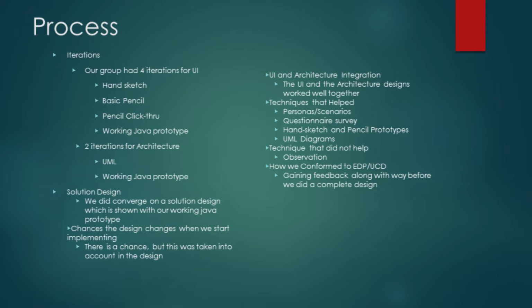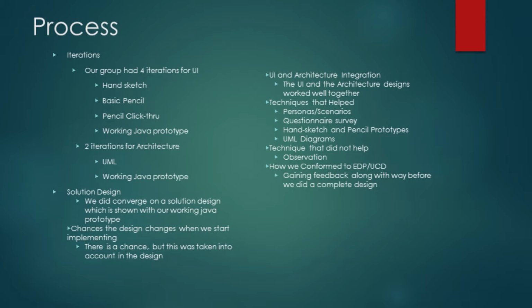As Josh mentioned previously, we had 4 iterations of UI prototypes, including a hand sketch, a basic pencil prototype, a pencil click-through prototype, and a working Java prototype. Then we had 2 iterations of architecture, including our UML diagrams and the working Java prototype. I will explain what we learned from each iteration on the next slide.